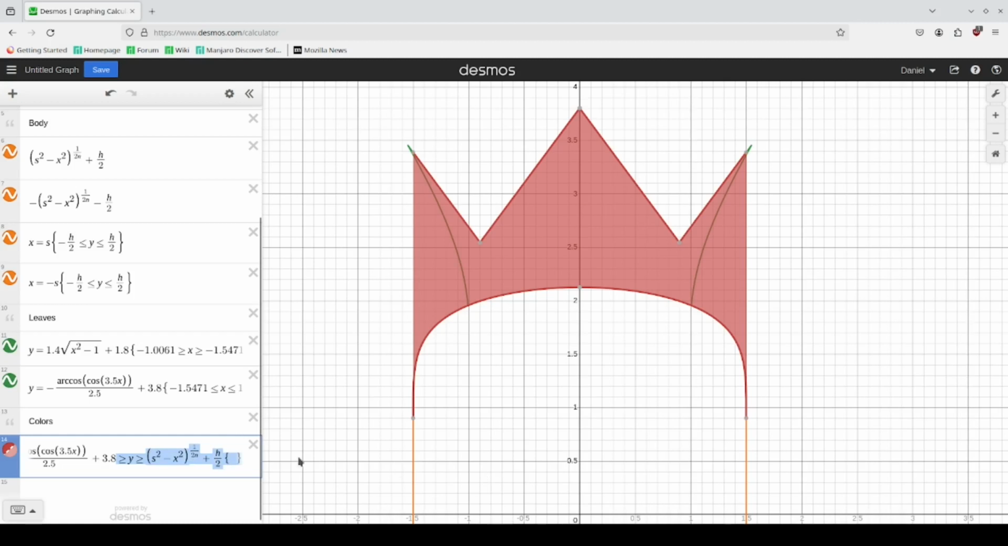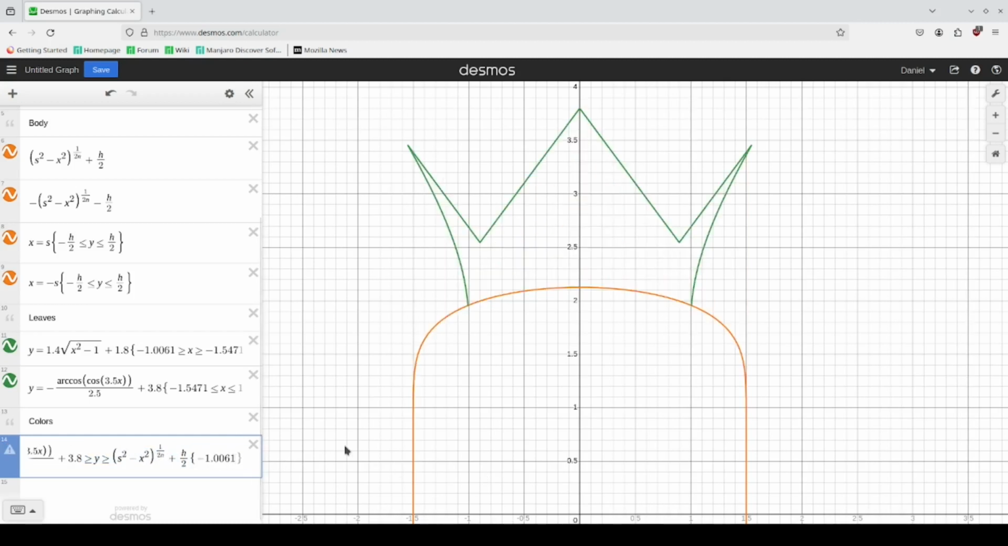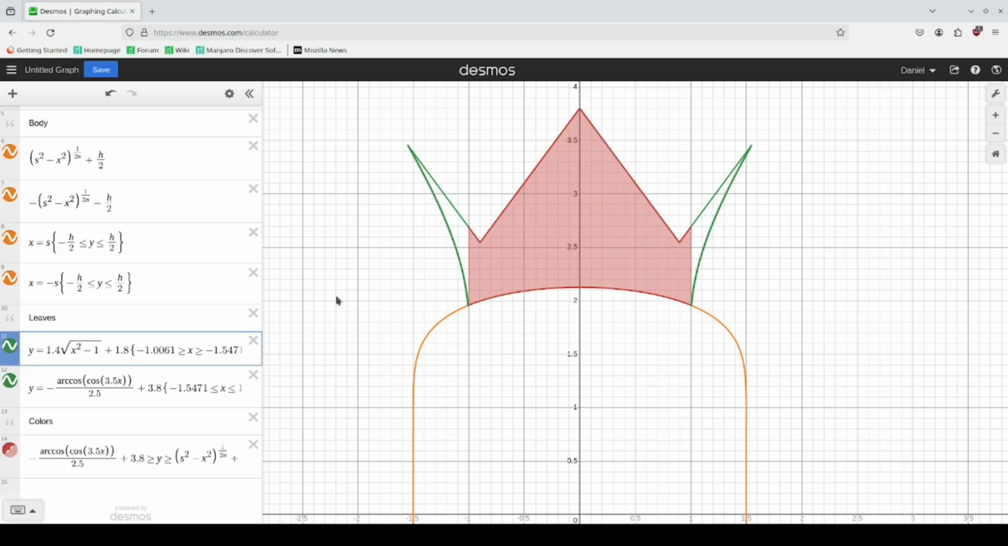So that'll be this x value, and it'll be the positive version of this one. And so now you can see how we're going to fill in these two gaps here.